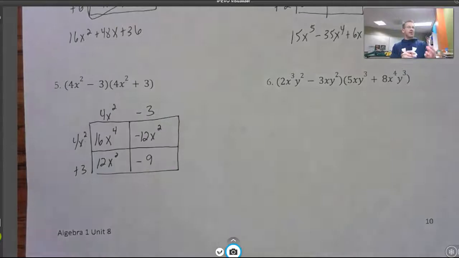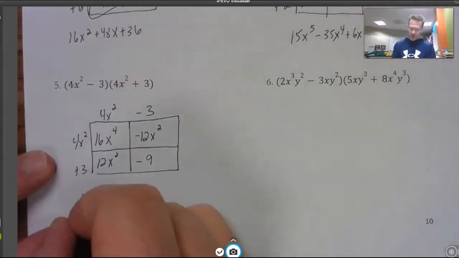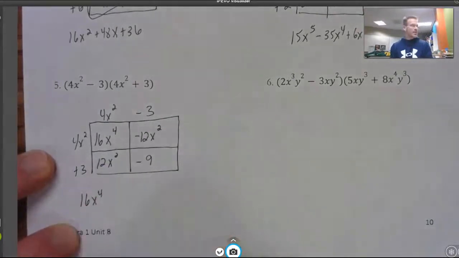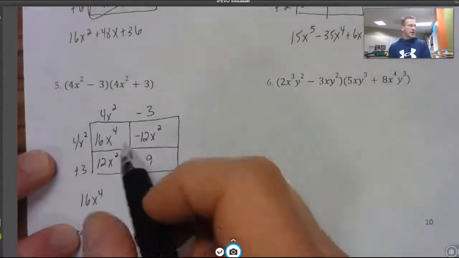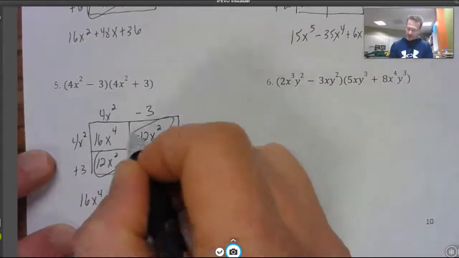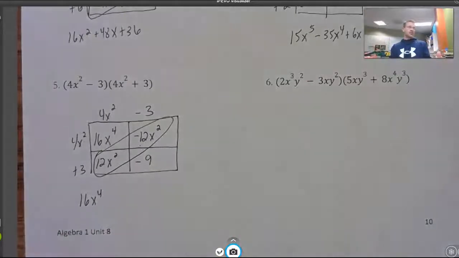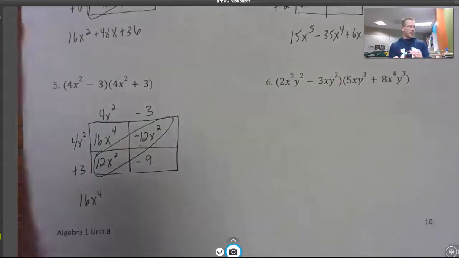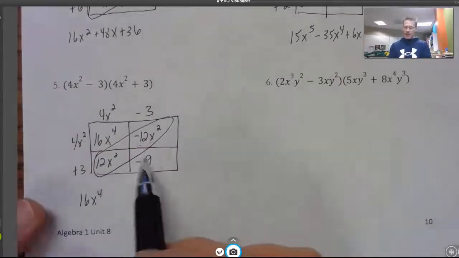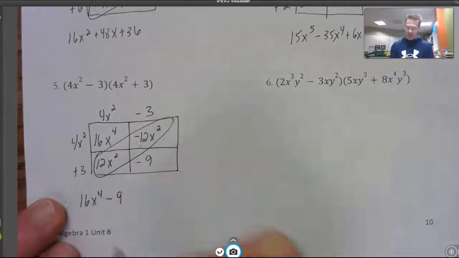So now, once again, writing things in descending order, I have an x to the 4th here, so 16x to the 4th. Now notice I have 2 x squareds right here. 12 minus 12 is 0, so there are no more x squareds. So I don't have to write anything. If you combine like terms and get 0, don't write anything at all. Just move on to your next term, and in this case, that would just be the negative 9 right there.